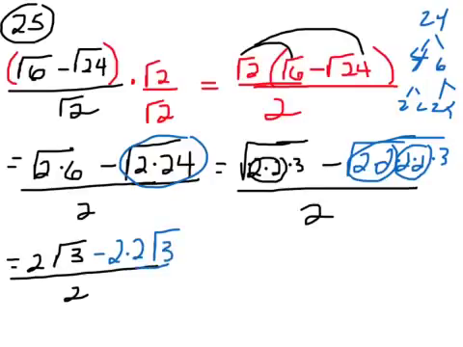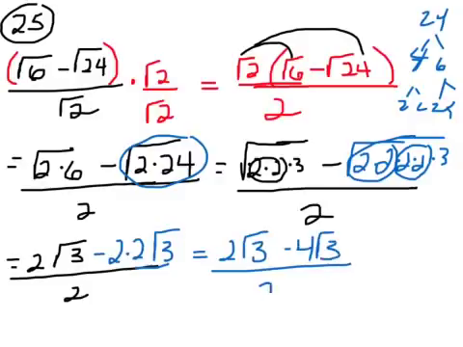Another way I could have looked at that is to say, well, 2 times 2 is 4, times 2 is 8, times 2 is 16, and the square root of 16 is 4. So when I rewrite it, it's going to be 4 square roots of 3 there.